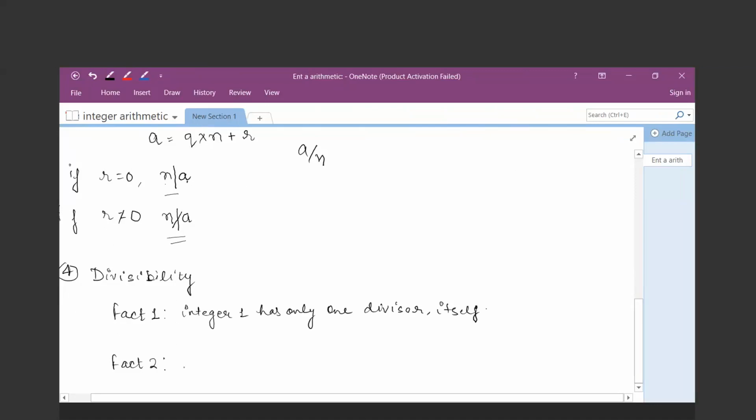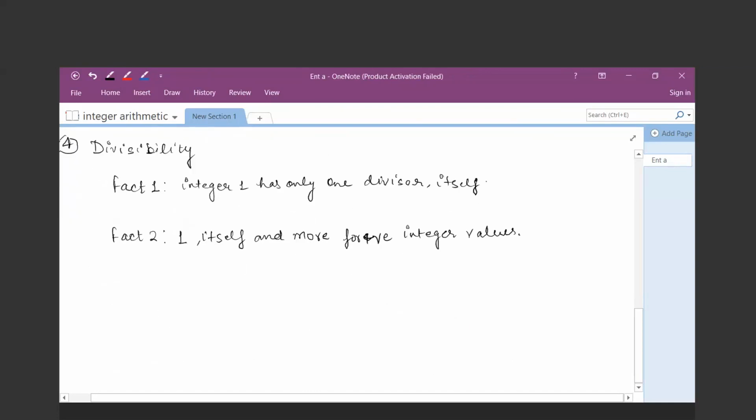Now the values other than 1, means positive values, have at least two divisors. I am saying at least, not exactly. So at least two divisors means 1, itself, and more, for positive integer values. Now if I say find the divisors of 15, then the divisors of 15 are 1, itself, then 3 and 5.